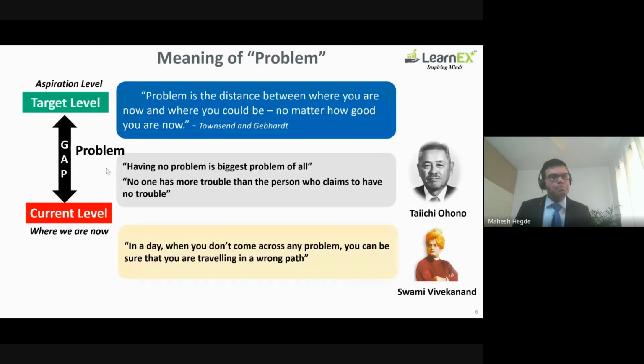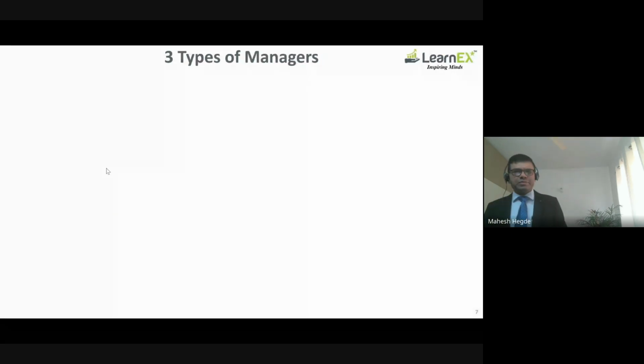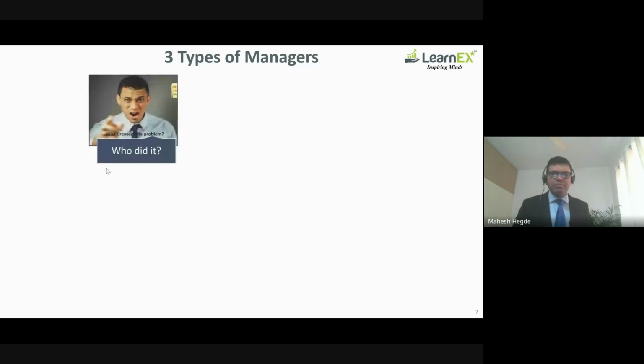When it comes to statistical usage, we are not interested in demonstrating the use of statistics for the sake of usage. We want to use it to do some improvements, and improvement can happen when we find problems. And when there are problems, I see three kinds of managers in the industry. The first manager asks who did it. Kisne kiya, bulao usko. Who did it? Which person? As per him, every problem is because of other departments. Every problem is because of others.